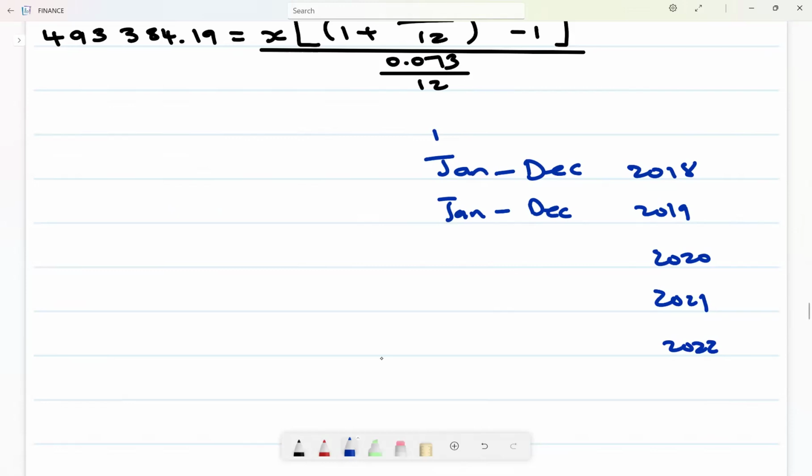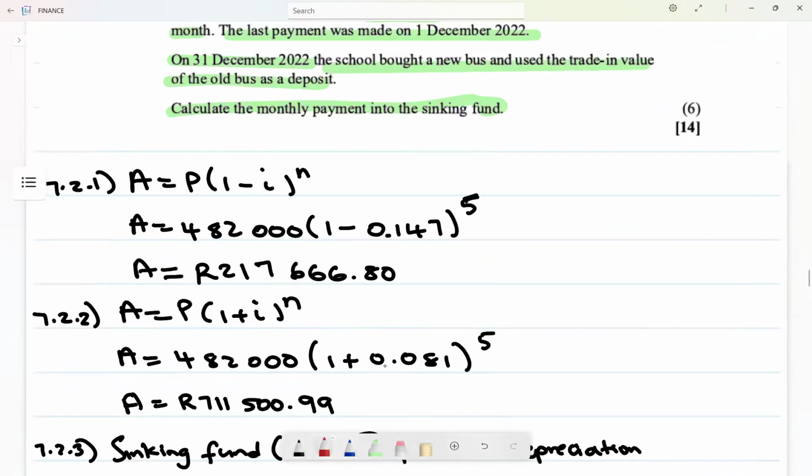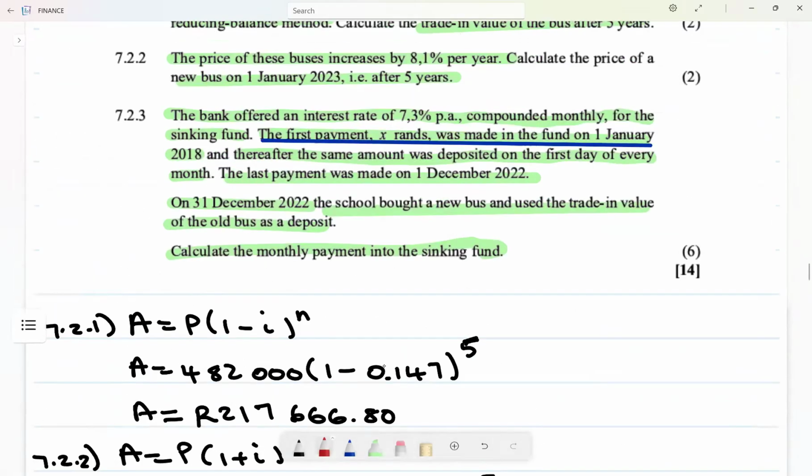Now I want you to count here. From January to December, it is January, February, March, April, May, June, July, August, September, October, November, December, right? It is 12, I know. January to December here, it's another 12. January to December, it's another 12. January to December, it's another 12. January to December, it's another 12. So they say the last payment was made on the 1st of December, 2022.